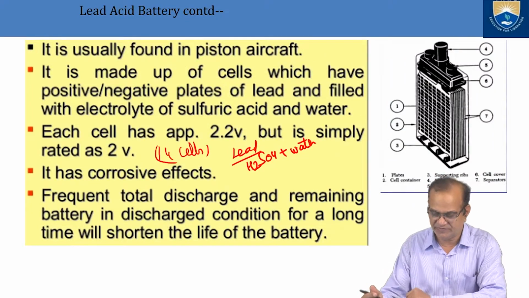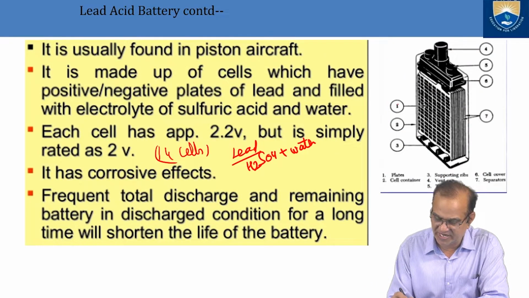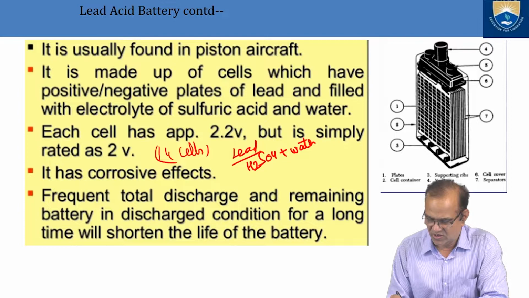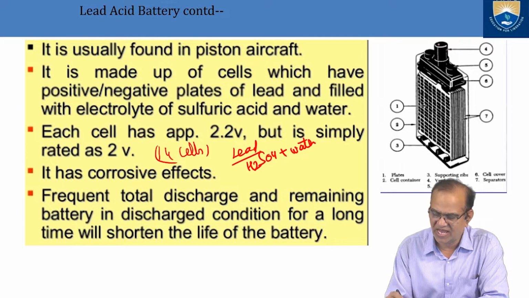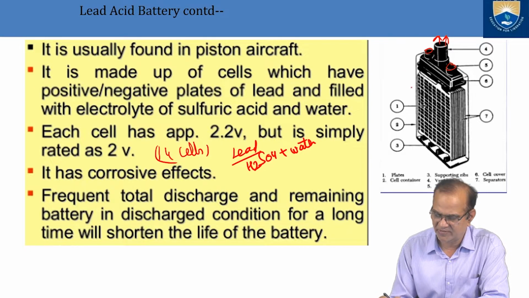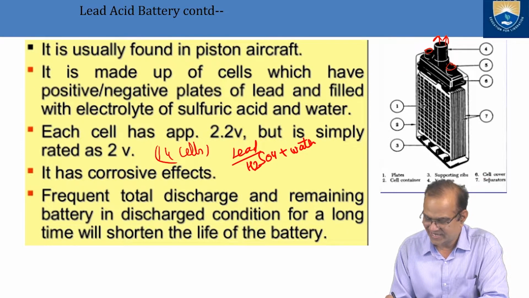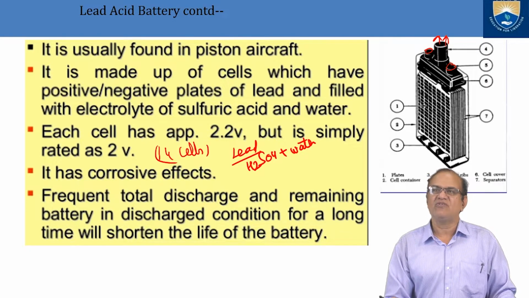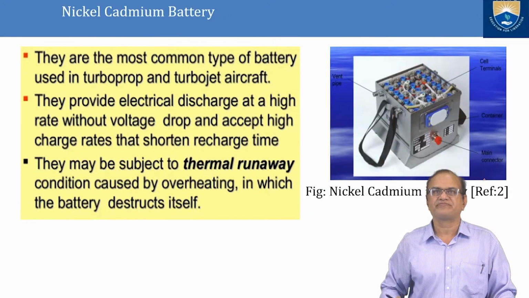Here it is shown. One is the plate. These are the plates here. 2 is the cell container. 3 is the supporting ribs. These are the ribs which are supporting. 4 is the vent cap. Here it is a vent cap. Gas will go out from here. 5 is the terminal post. Here are the terminals, plus or minus. 6 is the cell cover and 7 is the separator. So these are the parts of your lead acid battery which I have explained in this diagram.